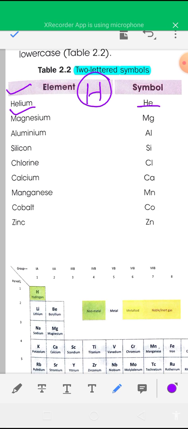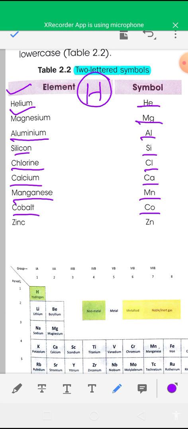Symbol of magnesium is Mg. Symbol of aluminium is Al. Symbol of silicon is Si. Symbol of chlorine is Cl. Symbol of calcium is Ca. Symbol of manganese is Mn. Symbol of cobalt is Co. Symbol of zinc is Zn. These are two-letter symbols.